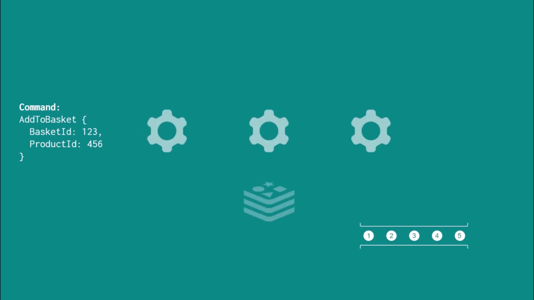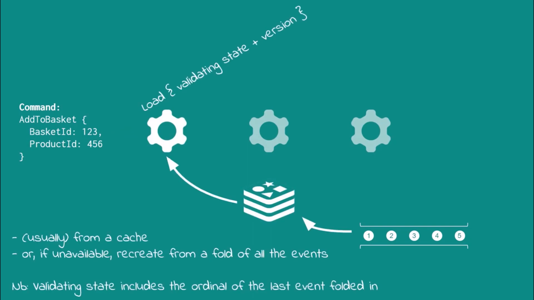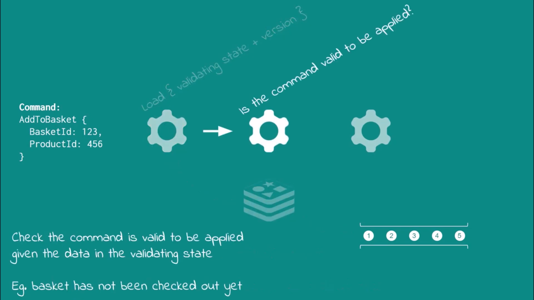In practice, there are 3 steps to this. First, the command is passed to the first step, which loads the validating state and version, usually from a cache like Aerospike or a stable Redis, but if unavailable, it can recreate the cache from a fold of all the events. Remember, the validating state includes the ordinal of the last event folded, the head event. The next step checks that the command can be applied given the loaded state.